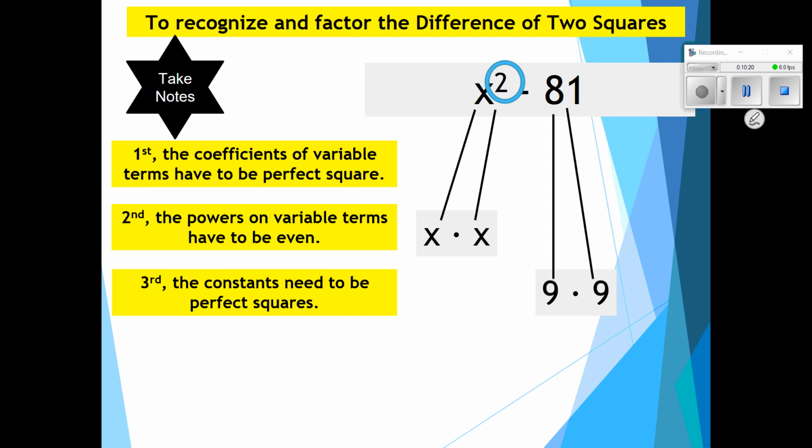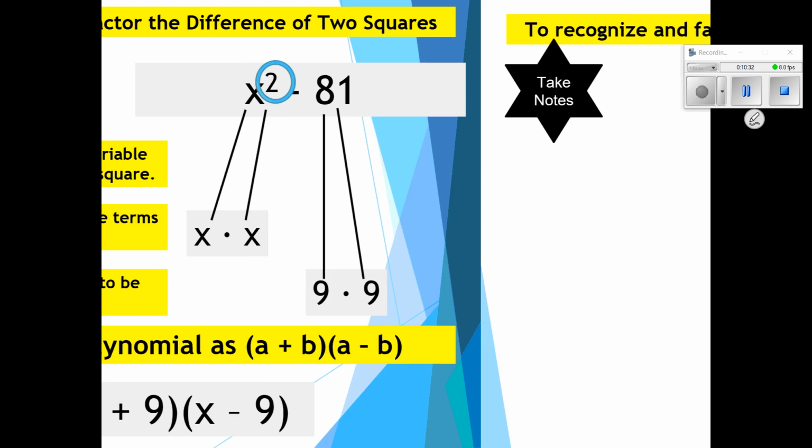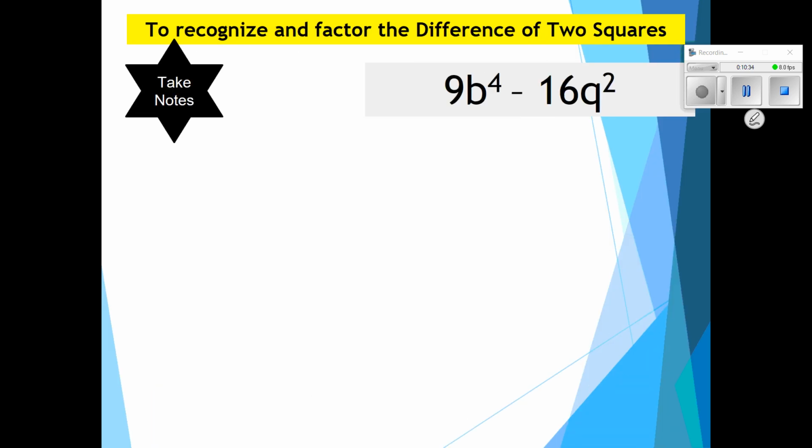square root of x squared? X. What is the square root of 81? 9. And then we're going to write it twice, once with a minus sign, once with a plus sign. X minus 9, x plus 9 is how you factor the difference of two perfect squares. So let's try that here.